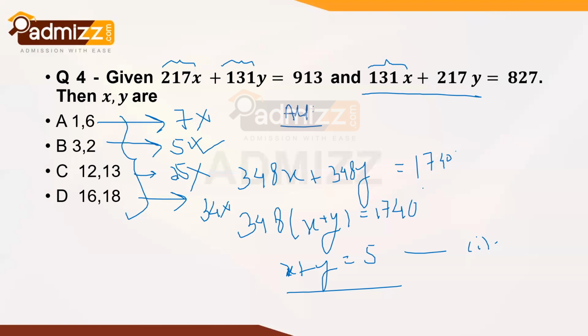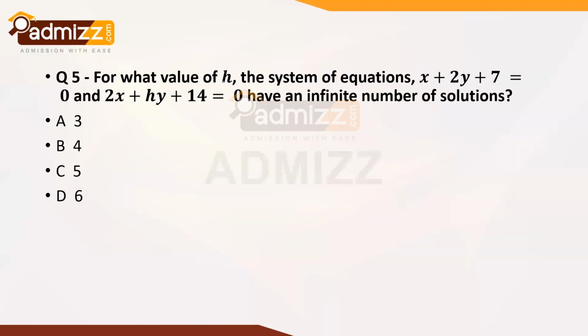All right, so with this done, let's move to the fifth question. For what value of h do the system of equations this and this have an infinite number of solutions? So to solve this problem, you will have to know the conditions that should be met for two equations to have an infinite number of solutions, right? So the condition for these is that a over a1 must be equal to b over b1 must be equal to c over c1, right? So this is the particular condition, right?